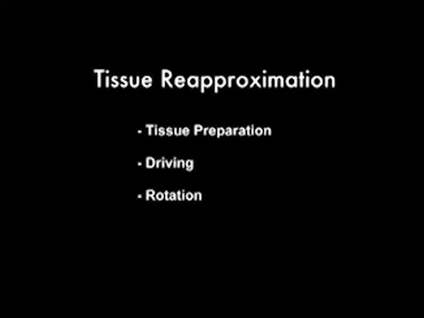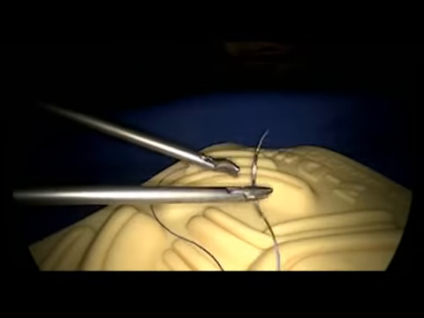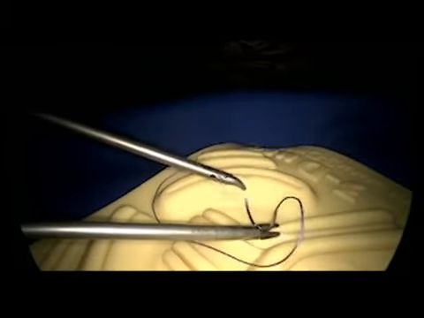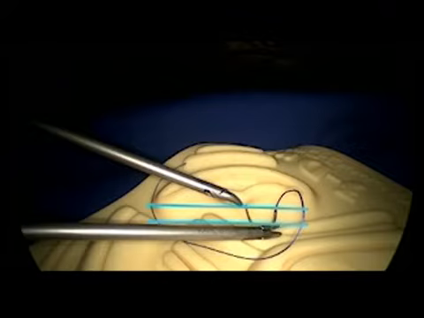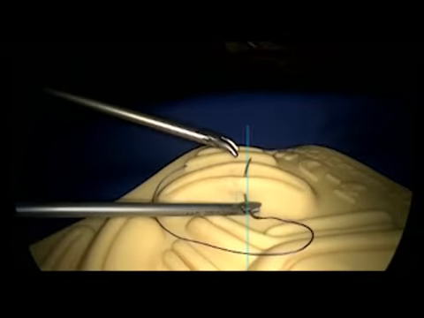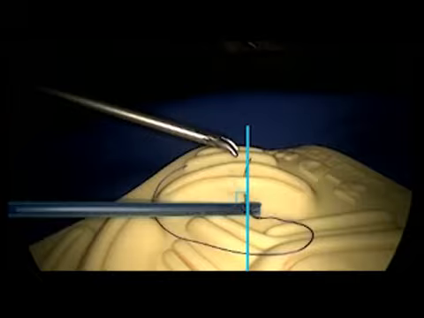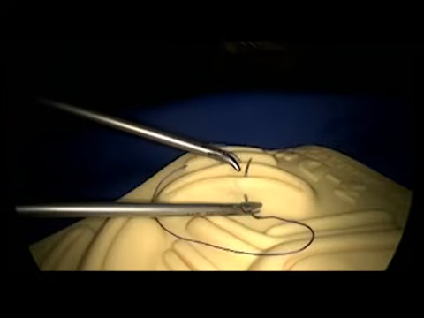The steps of this section are tissue preparation, driving of the needle, and rotation. First, the assisting grasper is used to place the tissue in a parallel plane to the shaft of the needle driver. This allows the needle to be passed perpendicularly through the tissue with an axial rotation of the needle driver.